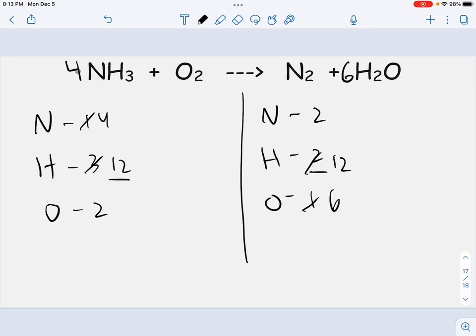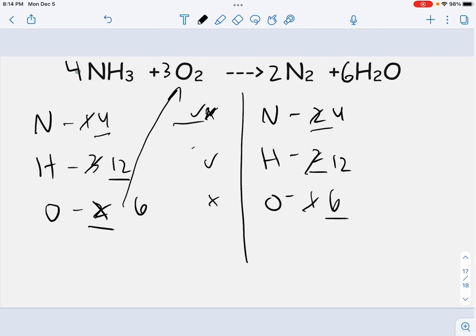All right, so let's do a little bit of math. So nitrogens do not balance. We've got 4 on the left and 2 on the right. So what are we going to do? Add a 2 to N2, okay? So now we have our 4 nitrogens, okay? Nitrogen balances out, hydrogen balances out, but oxygen does not. We've got 2 on the left, 6 on the right. So what are we going to do? Add a 3, guys. Now we have 6. Now everything balances out. This is a good equation, okay?